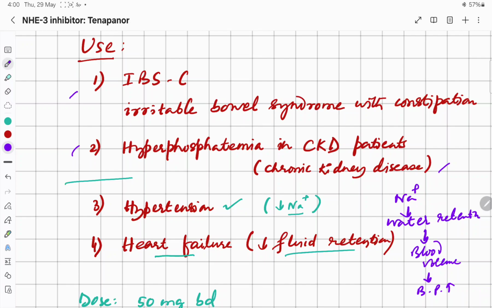So it can be useful in hypertension, and when there is also water retention or fluid retention, that increases the workload of heart. So in heart failure patients also it can be useful. This is by decreasing the blood pressure in hypertension patients and by decreasing the workload of heart in heart failure patients.